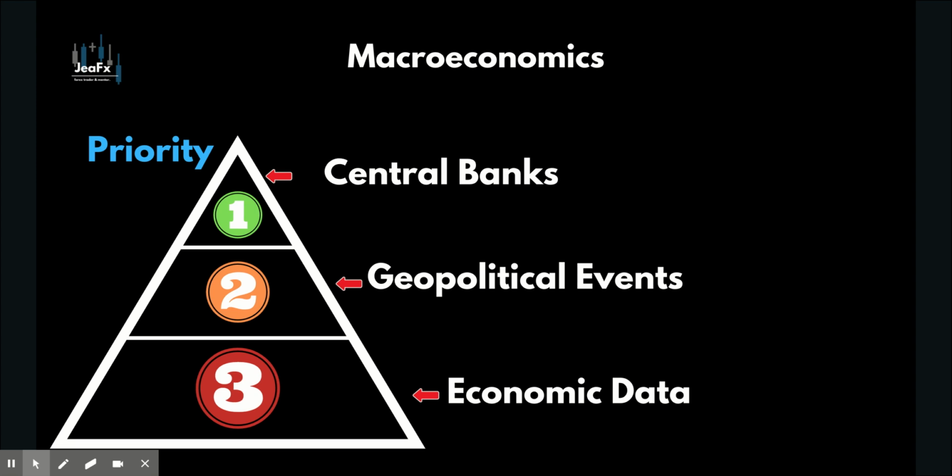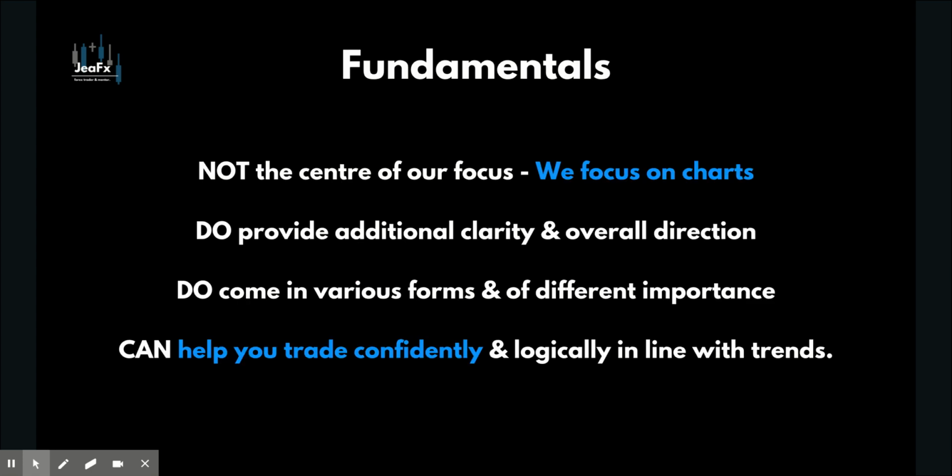So those are the hierarchy of importance on the macroeconomic scale. We're going to talk about each of those in the next few videos. I will break them down more in depth. Of course, we're going to have a video for each. So central banks, and then geopolitical events, and then economic data. And then at the end of this chapter, we will tie all of that together, and I'll show you the process on how we can actually use that information in our trading.